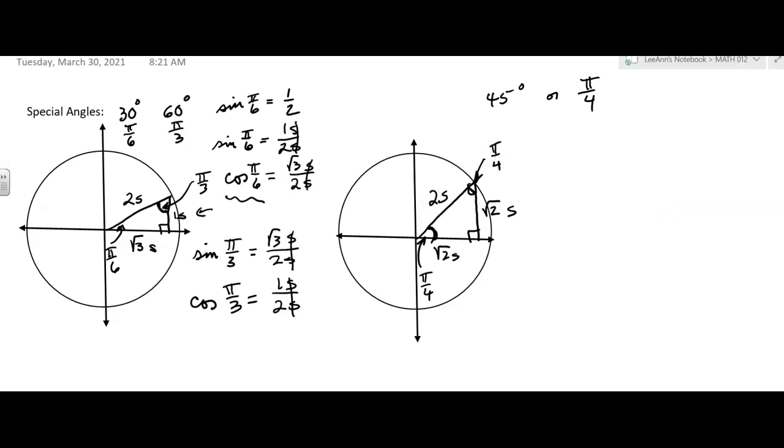Okay, so then if you do the sine of pi over 4, you'd have the square root of 2 over 2. I mean, the s's are here, but those are going to cancel. And if you did the cosine of pi over 4, you'd do adjacent over hypotenuse, which would be the square root of 2s over 2s, and those s's would cancel as well. Okay, so that's how that's working. It shows it a little bit different in the book, but that's okay.